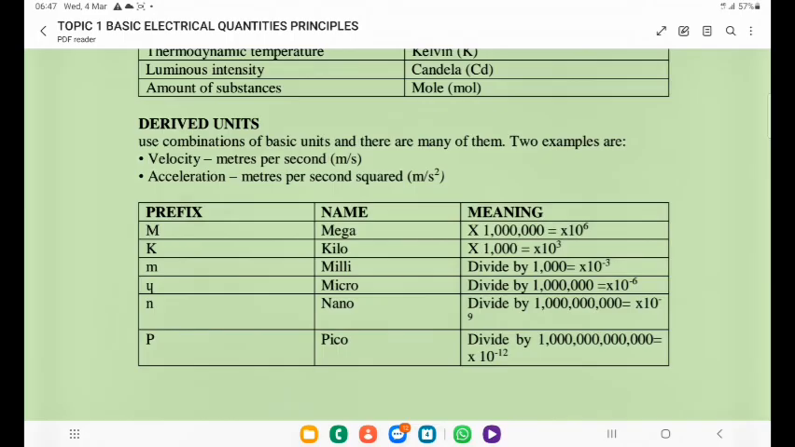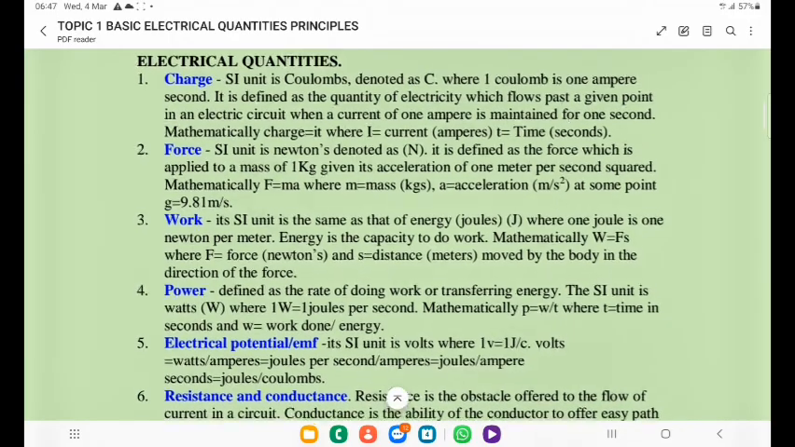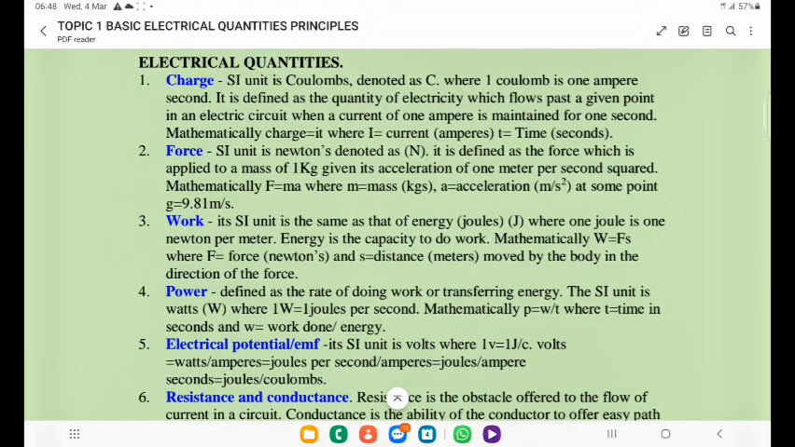These prefixes will be mostly applied during the calculations because they will require you to do a conversion from one form to the other so that you can put it into calculations and get the final answer. So it means that you have to master the table because you'll carry it along during the entire course of the module. Next, we go to electrical quantities, whereby we define some electrical quantities here.